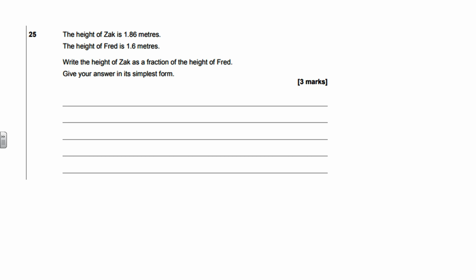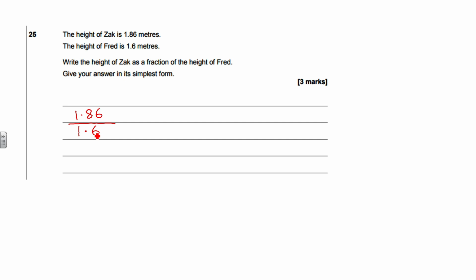Okay, where are we? Question 25. The height of Zach is 1.86 metres. The height of Fred is 1.6 metres. Write the height of Zach as a fraction of the height of Fred. Give your answer in its simplest form. So the height of Zach is 1.86 out of the height of Fred, which is 1.6.